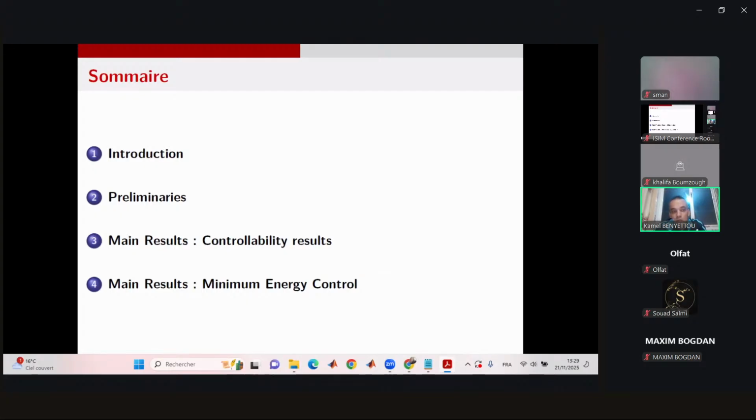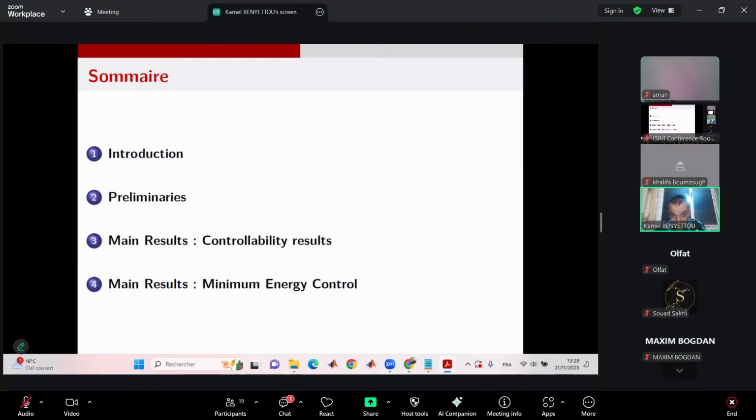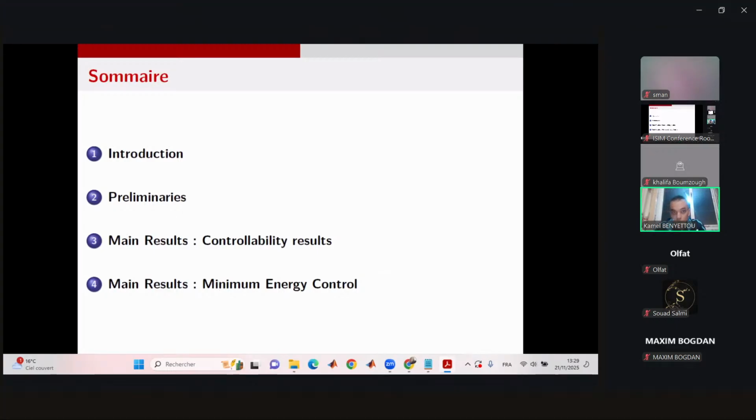Our main result consists of two categories. The first part is a controllability result using the Gramian matrix and the Gramian definition, and the Gramian matrix, of course, associated with our system. And then we conclude a new condition about how to calculate the minimum energy control problem for this class of systems.